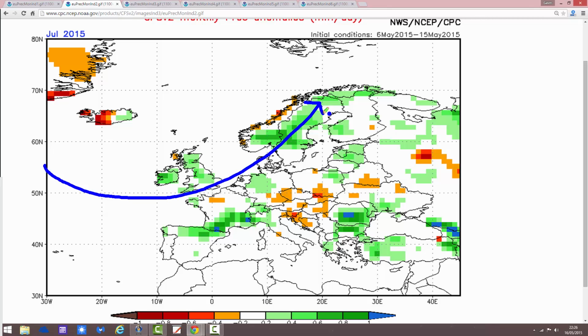So you would expect a wetter than average month for July, and that is indeed what it's shown.